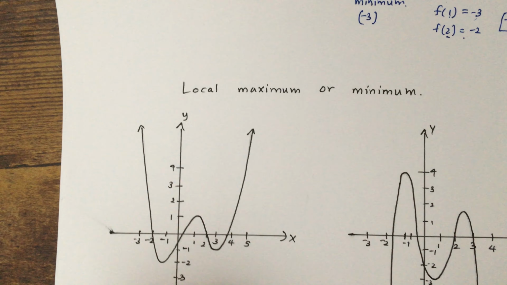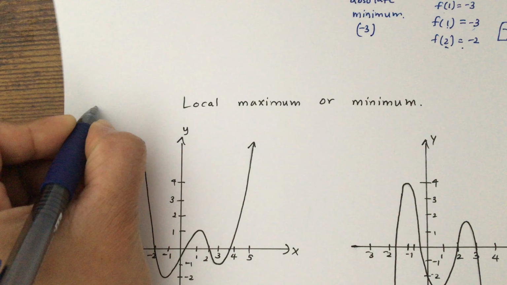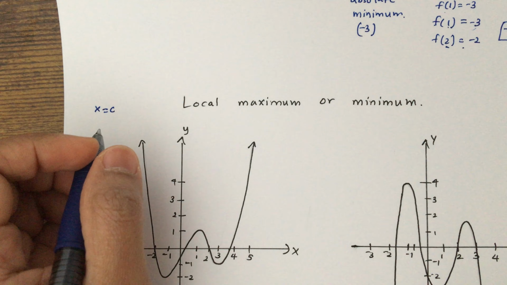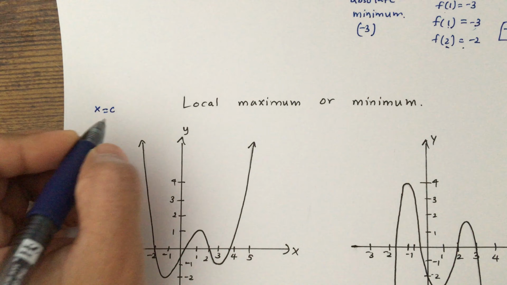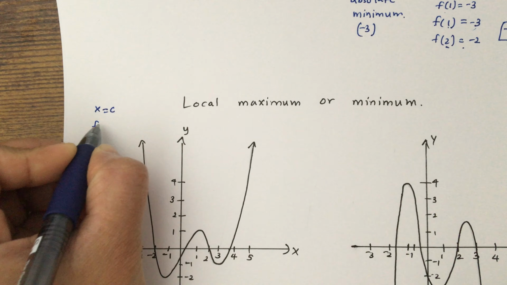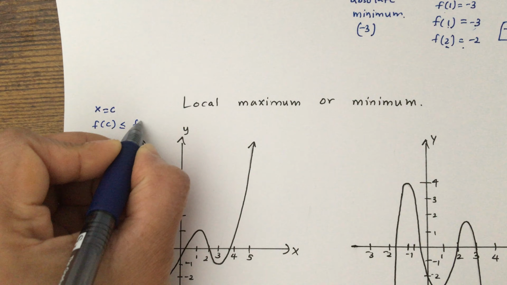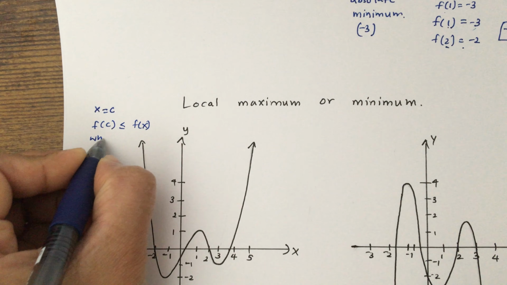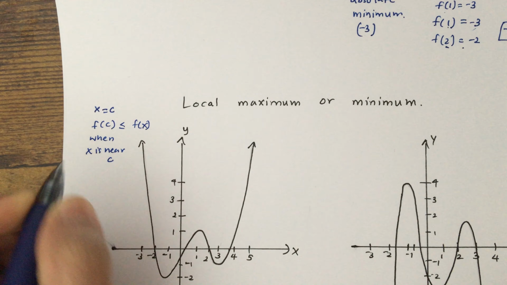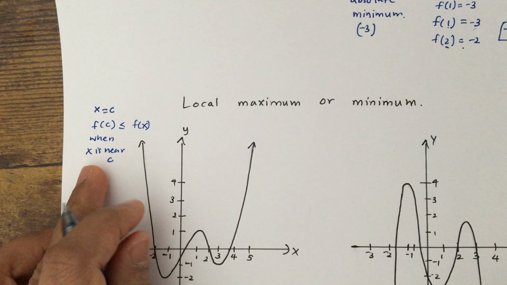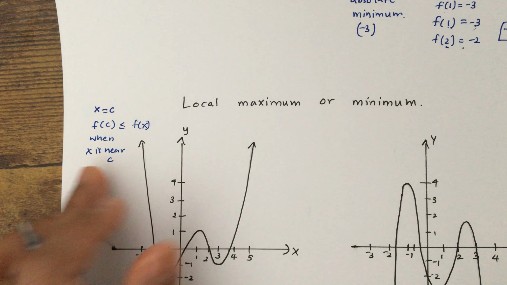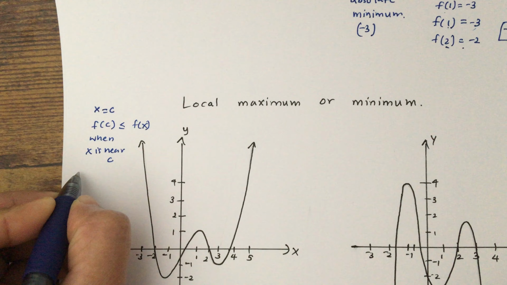What is a local minimum? Let's say x equals c is a local minimum, or the relative minimum. Then you will see that f of c is less than or equal to f of x when x is near c. Okay, near c, not for all x on the domain. We are looking at all the x values near c, right? So then we can say it's a local minimum.